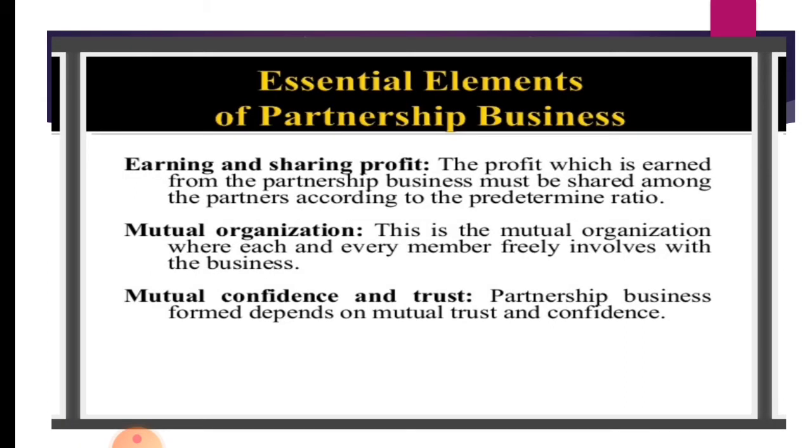So now let us move on to the essential elements of partnership business. So there are some elements which are to be compulsorily present in a partnership business. Earning and sharing of profits. This is the main motive of any type of business organization. Here also profit is very, very important in partnership form. The profit which is earned from the partnership business must be shared among the partners according to the predetermined ratio. So the ratio or the proportion in which the profit has to be divided has to be predetermined.